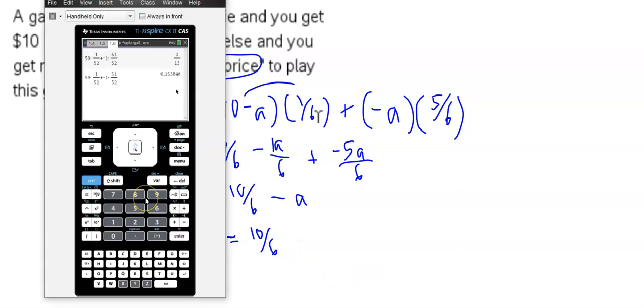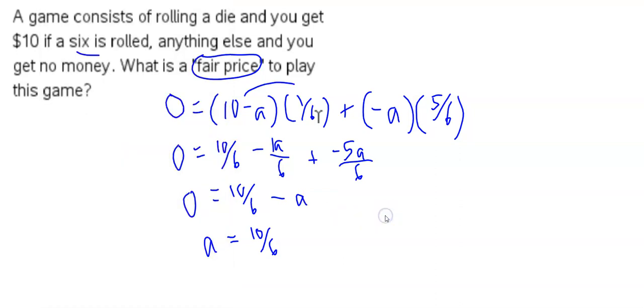If you do 10 divided by 6 with a decimal in there, that will give you a decimal answer, $1.67. So the amount you should charge is approximately $1.67, and that would be a fair price to play this game. And what that means is you're not going to lose or win.